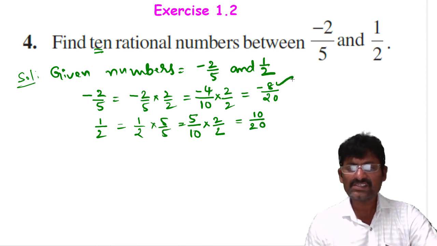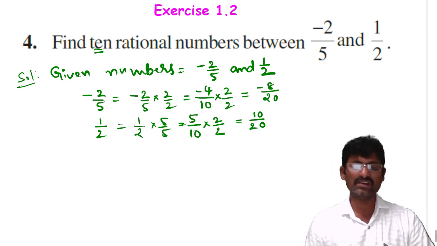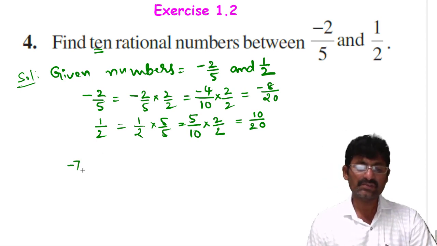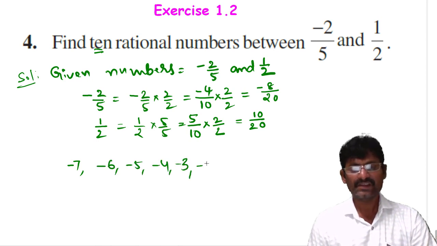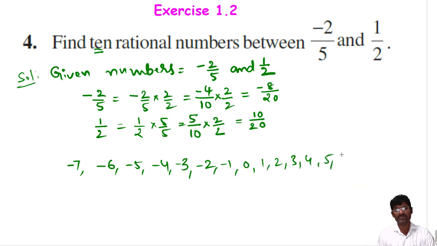Now observe the numerators negative 8 and 10. In between negative 8 and 10, what are the numbers we have? Negative 7, negative 6, negative 5, negative 4, negative 3, negative 2, negative 1, 0, 1, 2, 3, 4, 5, 6, 7, 8, 9. These are the numbers we have between negative 8 and 10. Now we need 10 rational numbers, and here we have so many. But be sure, we need to write all these numbers by 20.